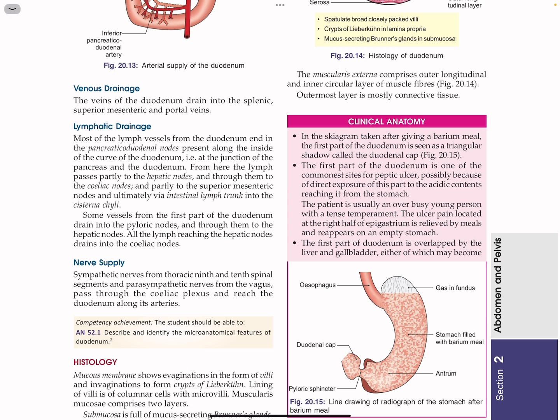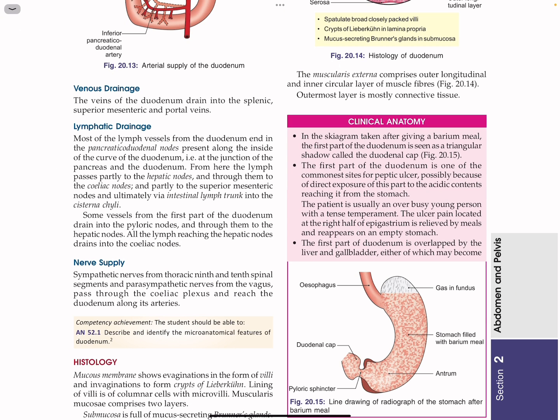From here, the lymph passes partly to the hepatic nodes and through them to the celiac nodes, and partly to the superior mesenteric nodes, and ultimately via intestinal lymph trunk into the cisterna chyli. Some vessels from the first part of the duodenum drain into the pyloric nodes and through them to the hepatic nodes. All the lymph reaching the hepatic nodes drains into the celiac nodes.